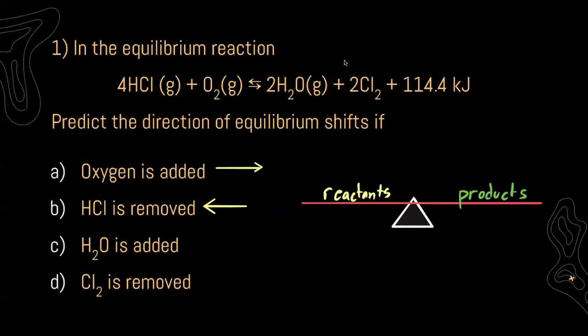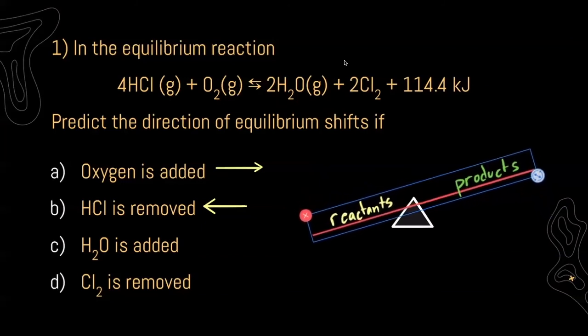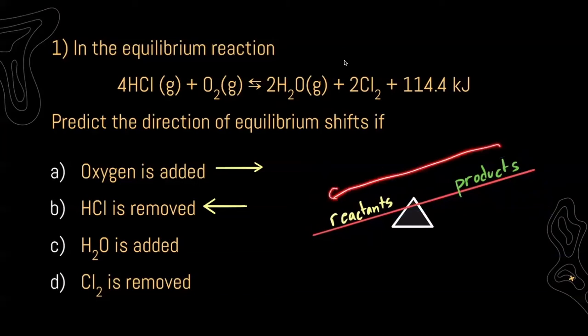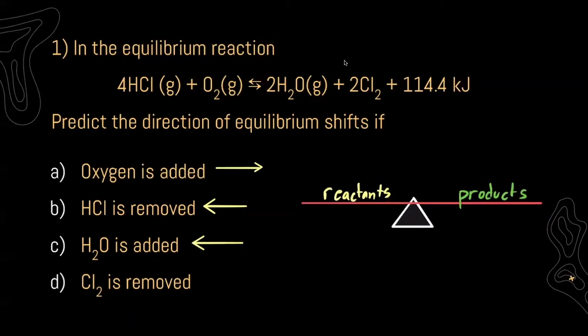C, well, what if we add water? So now water is on our products. We're going to be increasing our products. That part of my seesaw is going to be going up. And that tells me that my reaction is going to go towards my reactants. It's going to go to the left.